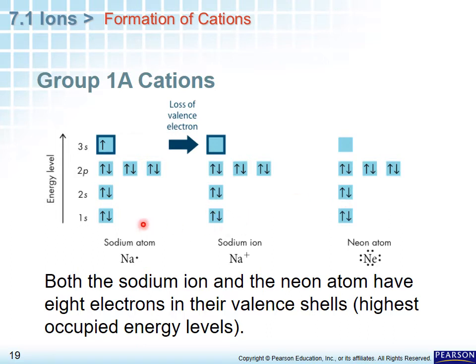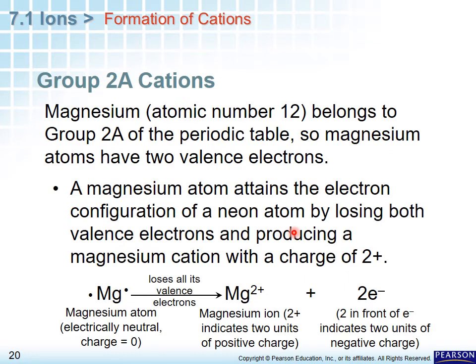So after losing one electron from the outermost shell, the valence electron, the metal atom becomes an ion, and this ion or cation has the same configuration as a noble gas. The electronic configuration of any metal ion or cation looks like a noble gas electronic configuration.